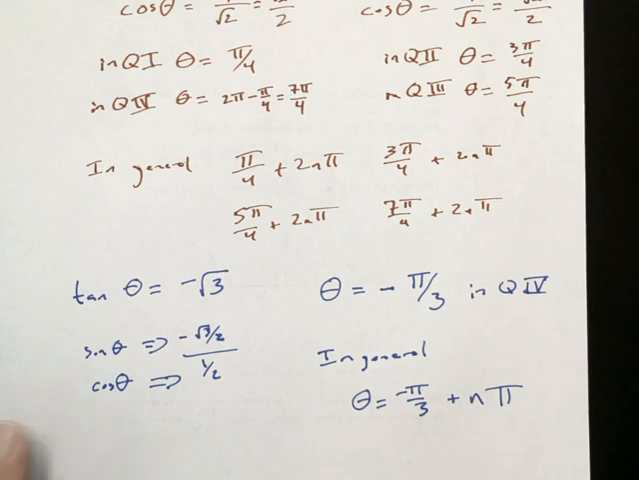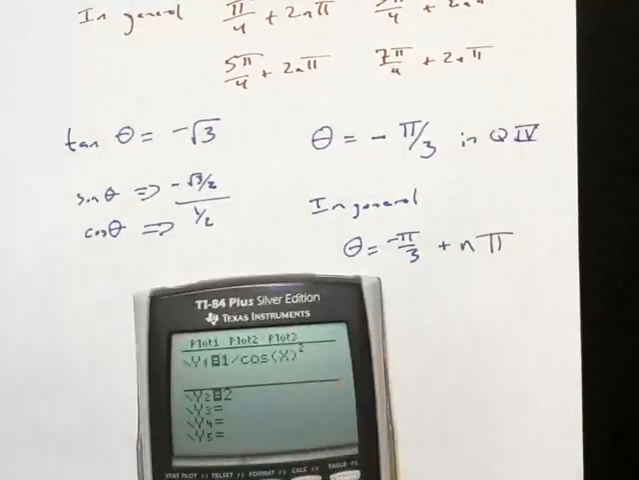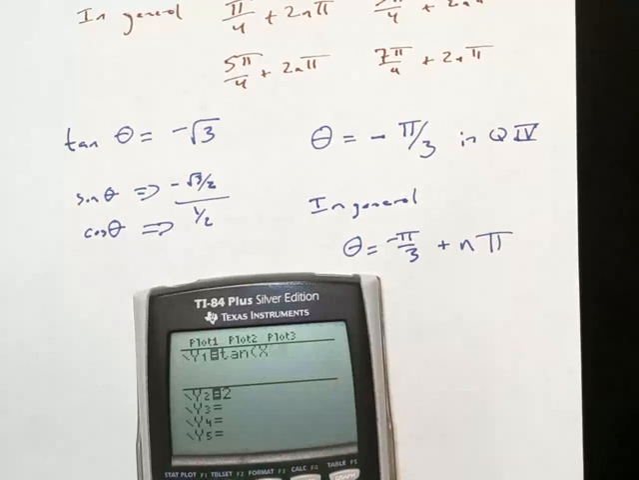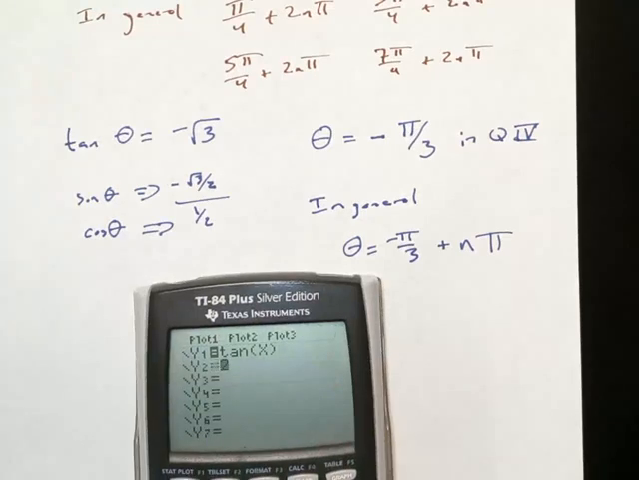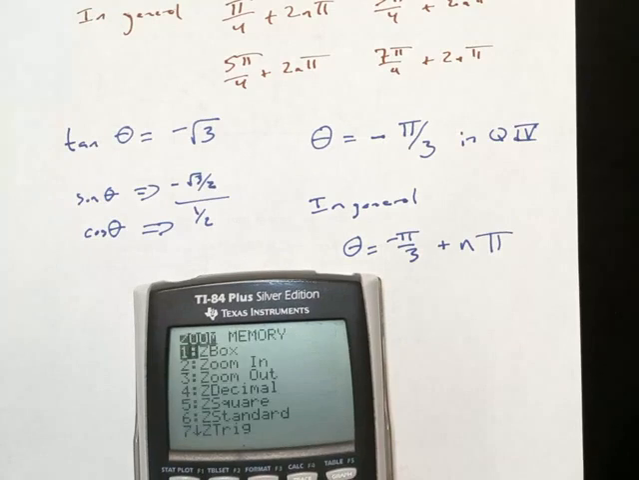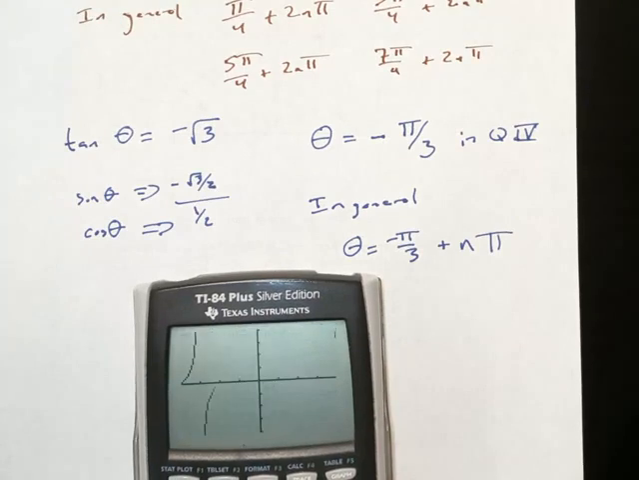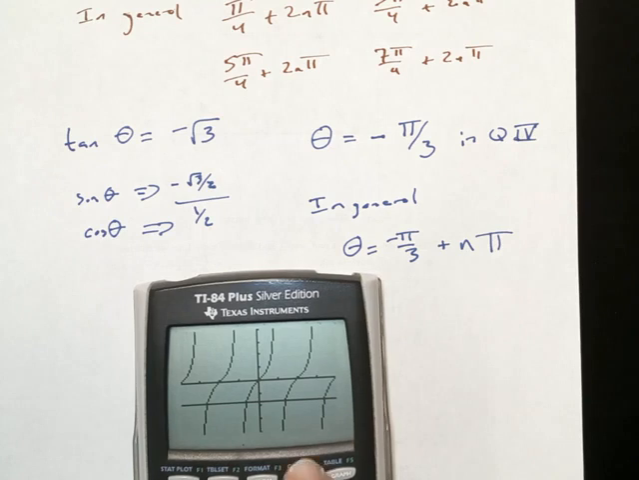Let's graph this, see if we got it right. Tangent of x, negative square root 3. Here I am on my basic trig window. My first answer is in quadrant 4. Negative 2 pi over 3. 5 pi over 3 minus 4 pi over 3. I think I got these right.